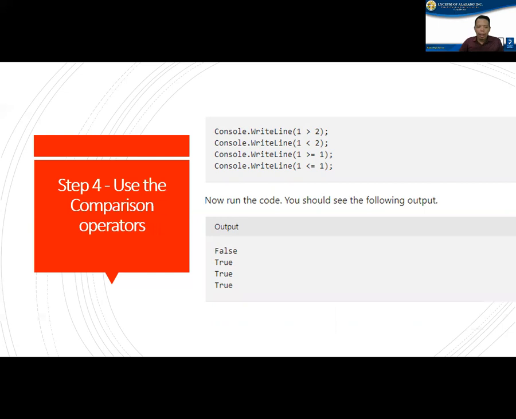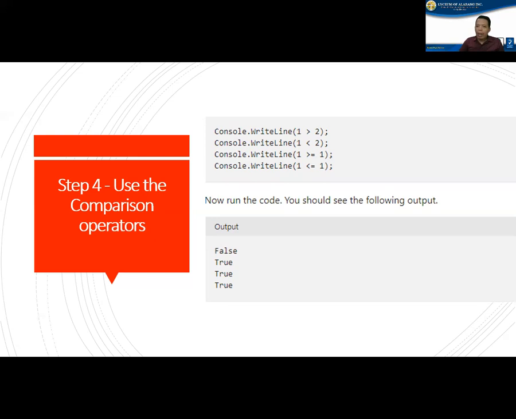Again, if you have your previous codes, just use the line comment operator to comment all the code from our previous step and add this code in your code editor. Console.WriteLine 1 is greater than 2. The second statement, 1 is less than 2. The third statement, 1 is greater than or equal to 1. The fourth statement, 1 is less than or equal to 1.